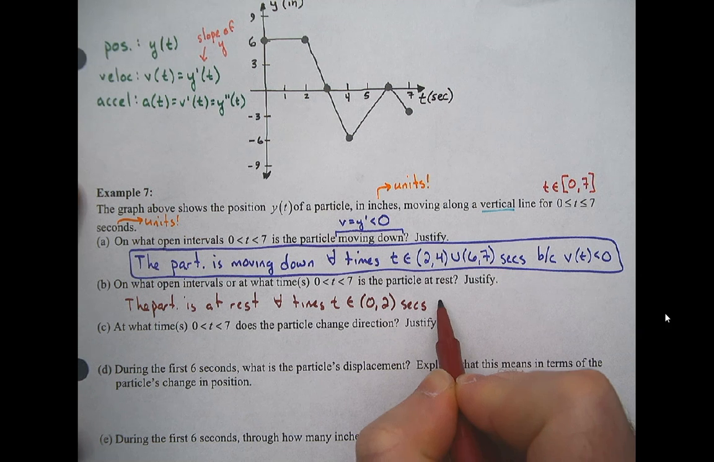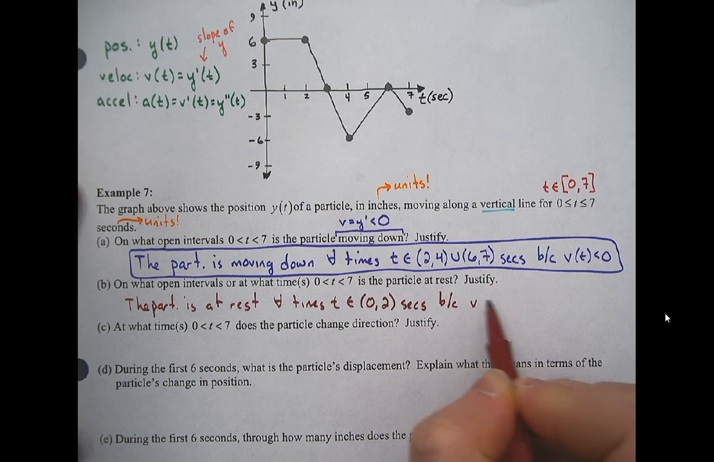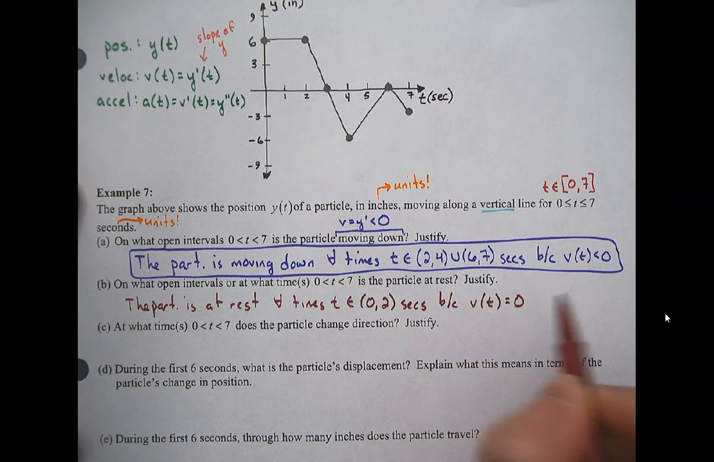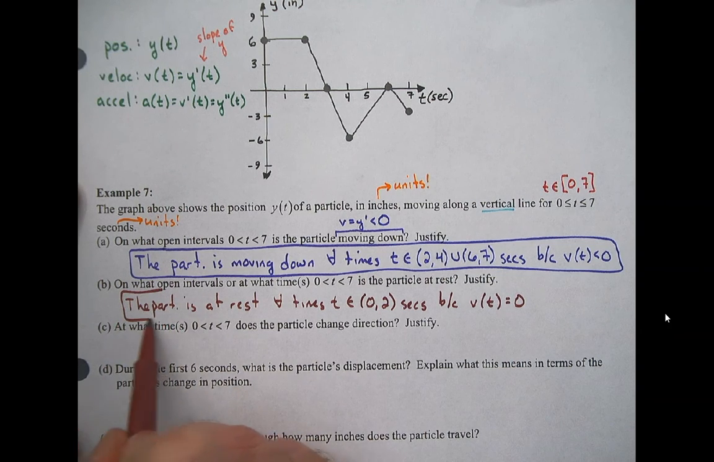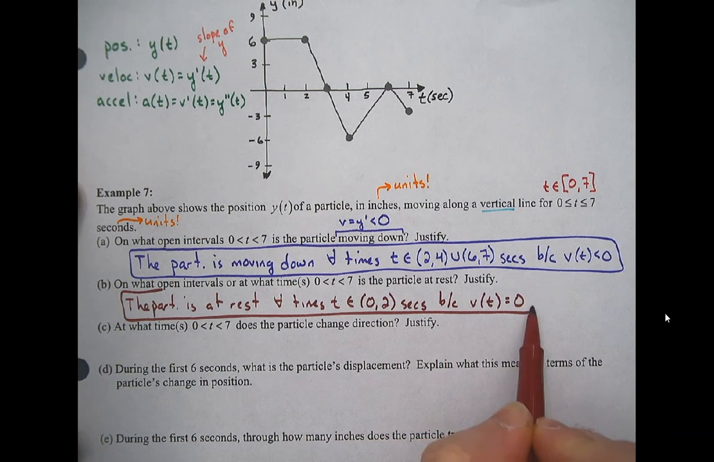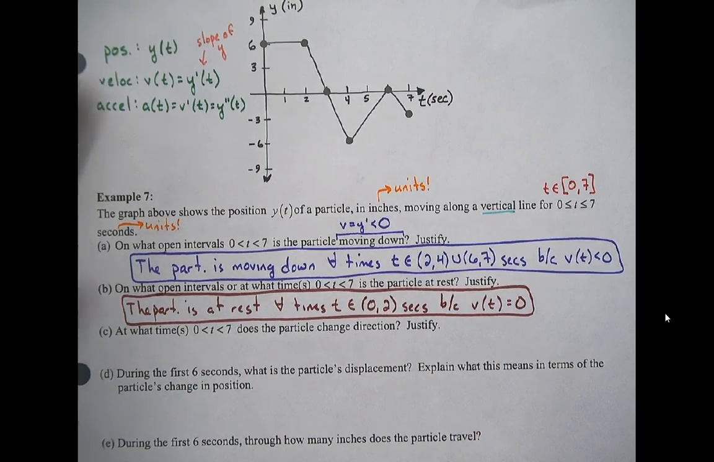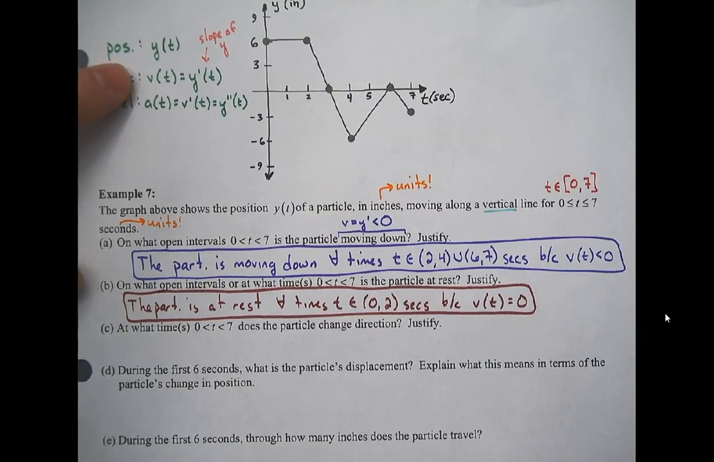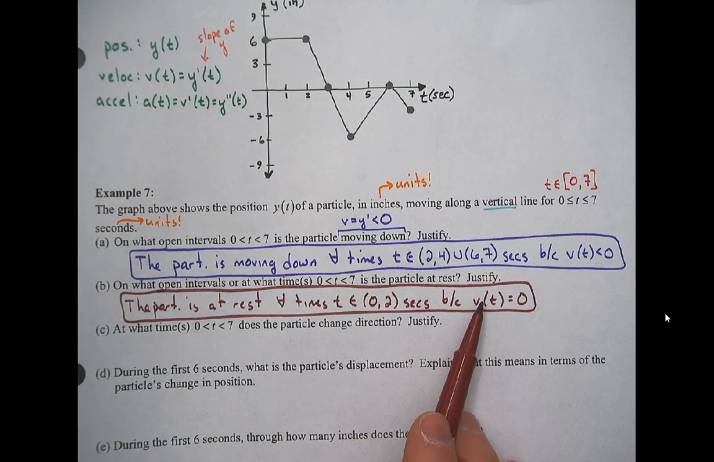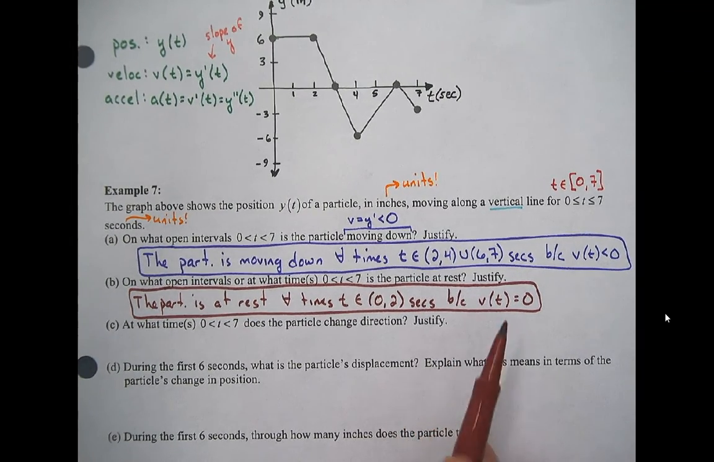Don't forget your units. Why? Let's justify. Because velocity is equal to 0. Because we made this chart, we can reference velocity. If you wanted to, you could also just write here y prime is equal to 0.